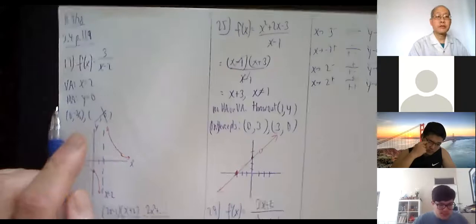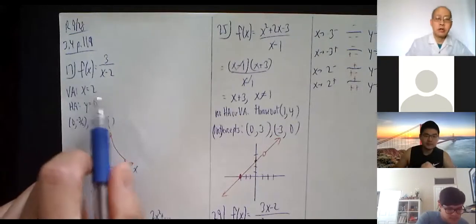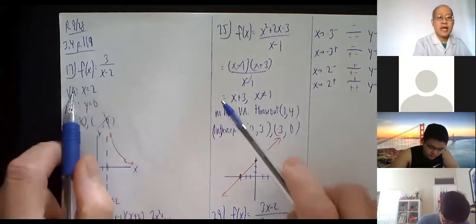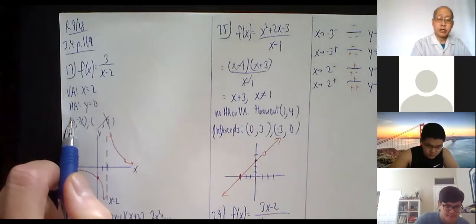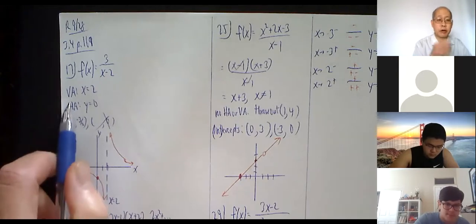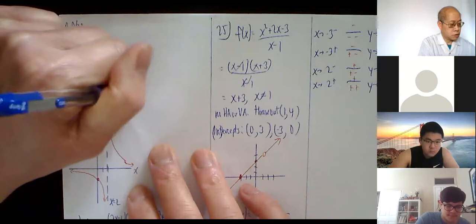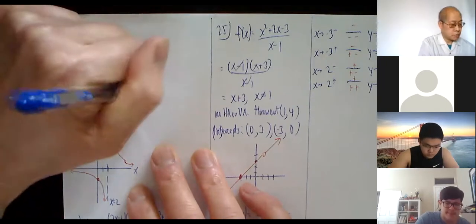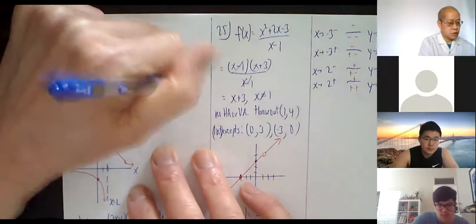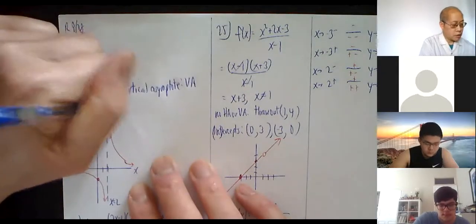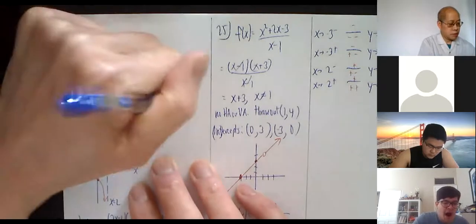So 17, please. f of x is equal to 3 over x minus 2. All right, so VA stands for vertical asymptote. HA stands for horizontal asymptote. You can use the same abbreviations, so you don't have to write the whole thing. Okay, so you write it, vertical asymptote, VA. And horizontal asymptote, HA.